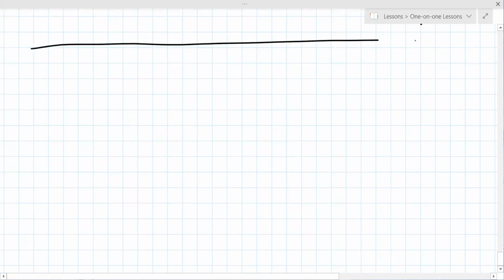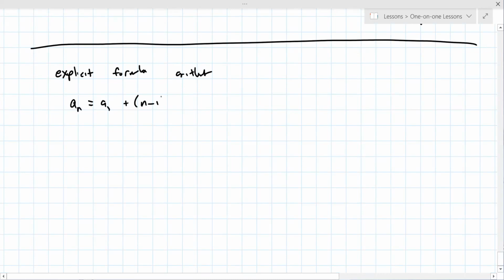Okay, so we'll call this your note sheet. Your explicit formula, and we're doing this for arithmetic, is an equals a1 plus n minus 1 times d. Your recursive formula is that the next term equals the previous term plus the common difference. Okay. And then you can do the same thing over here for geometric.